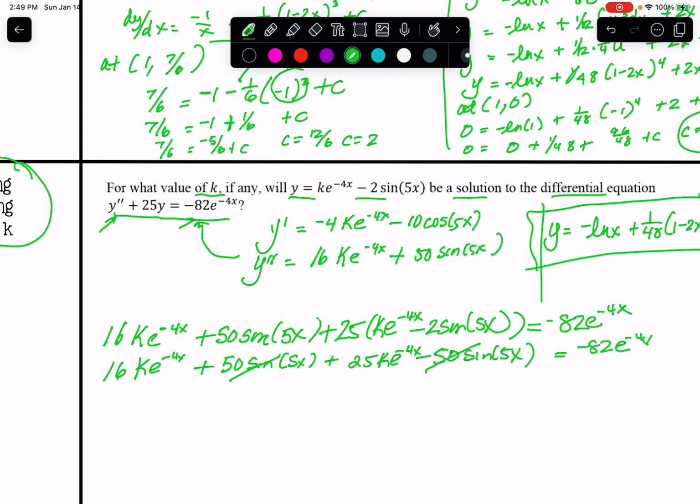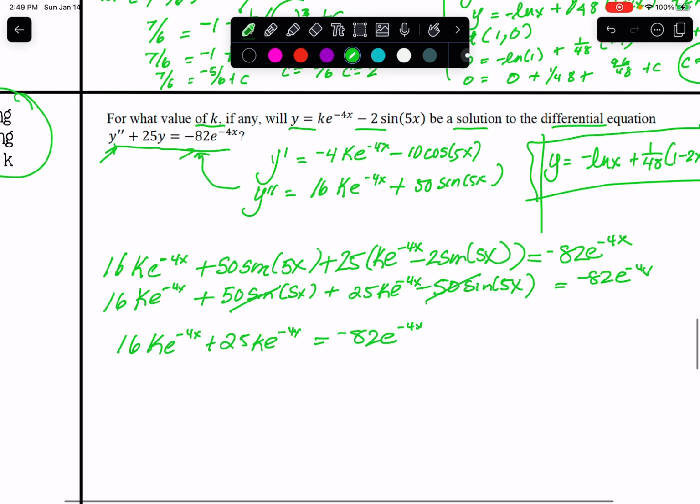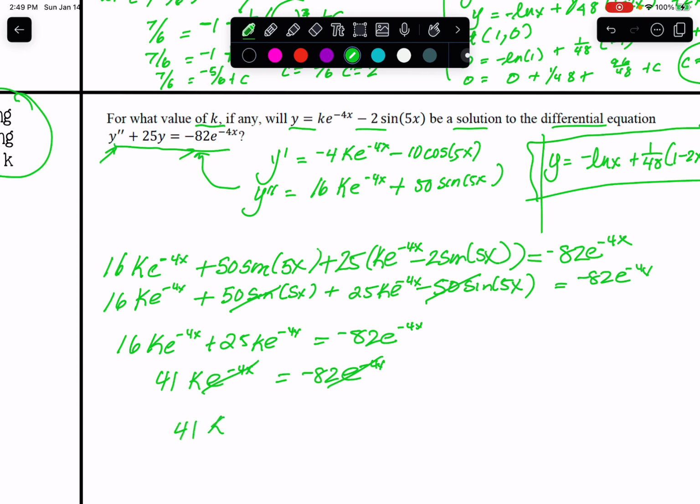So our 50s cross out. So we have 16 k e to the negative 4x plus 25 k e to the negative 4x has to equal negative 82 e to the negative 4x. Okay, so this would be 41 k e to the negative 4x is negative 82 e to the negative 4x. So we can get rid of the e to the negative 4x's. So we have 41k equals negative 82, so k is negative 2. And we found k. All right, that ends the lesson for 7.2.